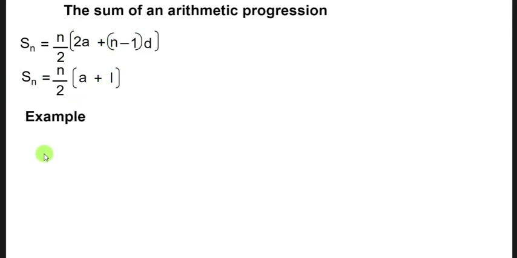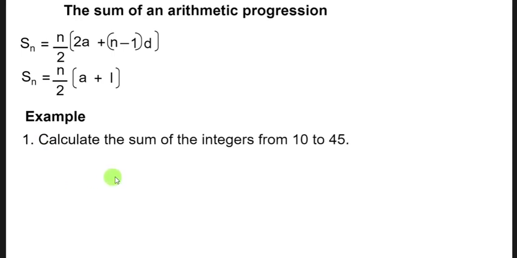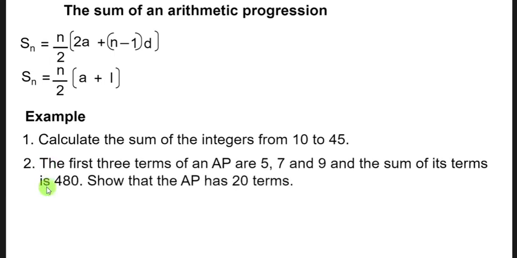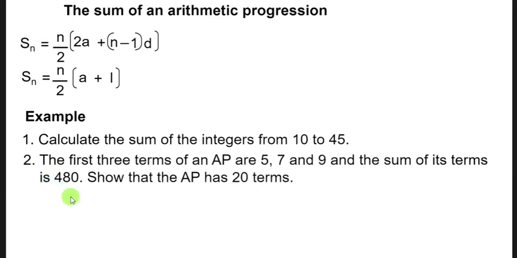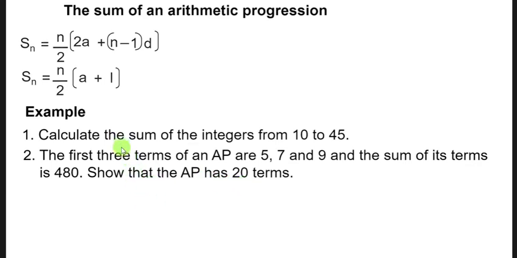So this example says 1. Calculate the sum of the integers from 10 to 45. Then 2. The first three terms of an arithmetic progression are 5, 7, and 9, and the sum of the terms is 480. Show that the arithmetic progression has 20 terms. All right, so let's continue with answering this.